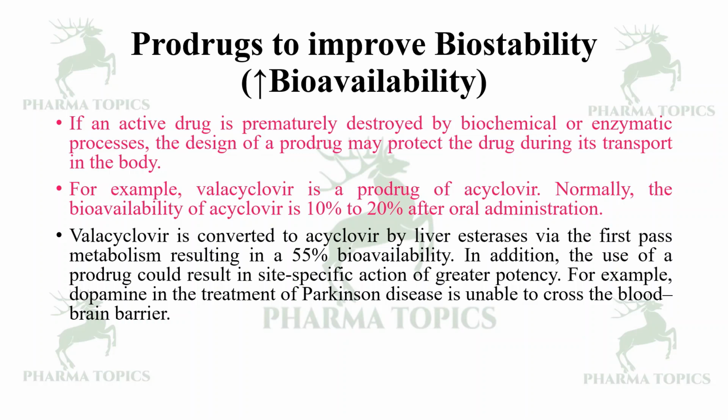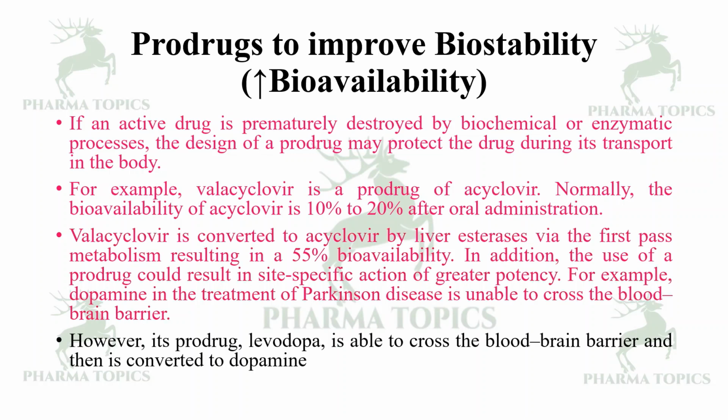For example, dopamine in the treatment of Parkinson's disease is unable to cross the blood-brain barrier as dopamine. So L-DOPA is the strategy. However, its prodrug levodopa is able to cross the blood-brain barrier and then it is converted into dopamine in the CNS.